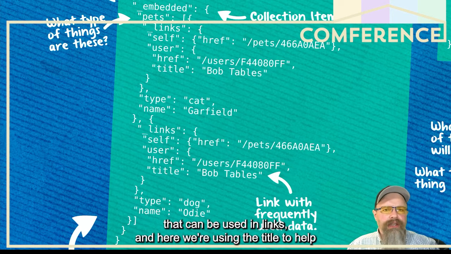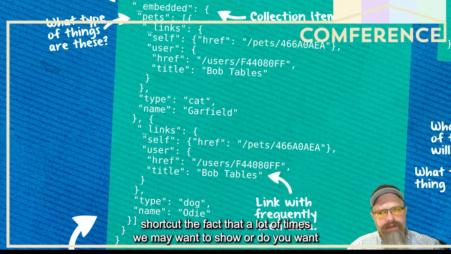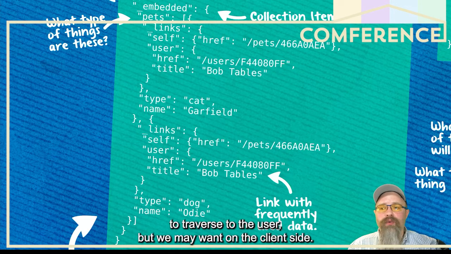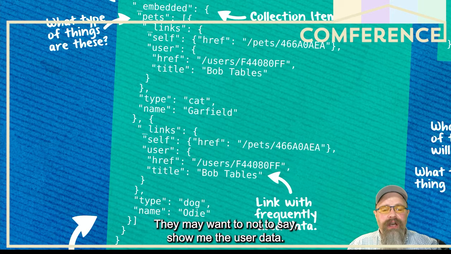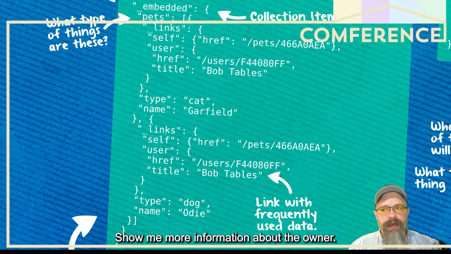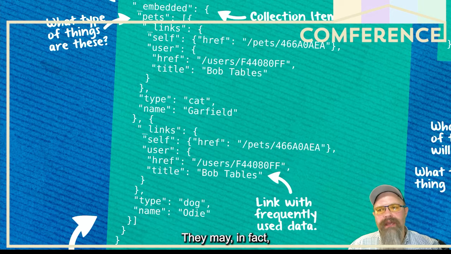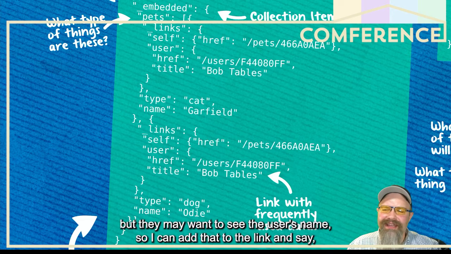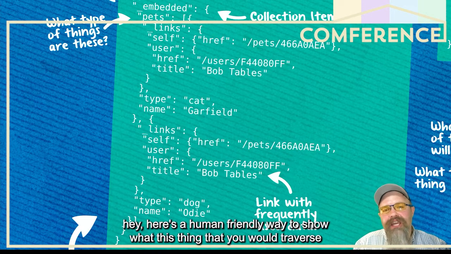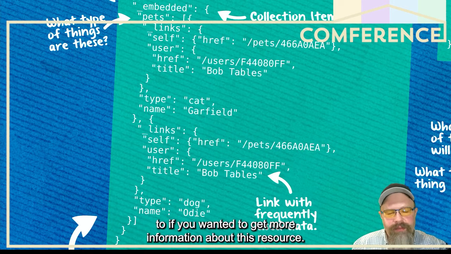And here we're using the title to help shortcut the fact that a lot of times we may want to show, or you want to traverse to the user, but we may want on the client side, and however this is rendered to the person who is using this application, they may want to not just say, show me the user data, show me more information about the owner. They may, in fact, now that I see that, this should probably say owner and not user. But they may want to see the user's name. So I can add that to the link and say, hey, here's a human-friendly way to show what this thing is that you would traverse to if you wanted to get more information about this resource.